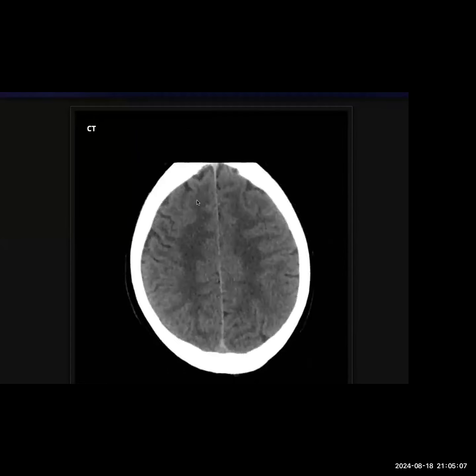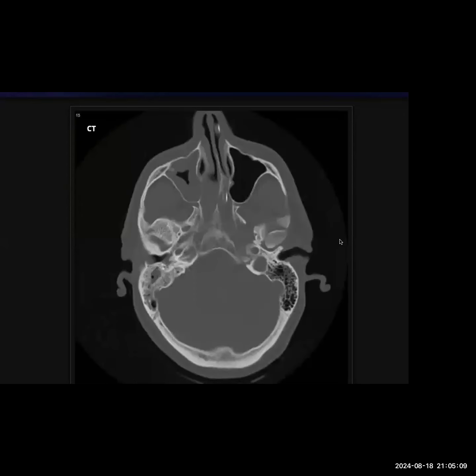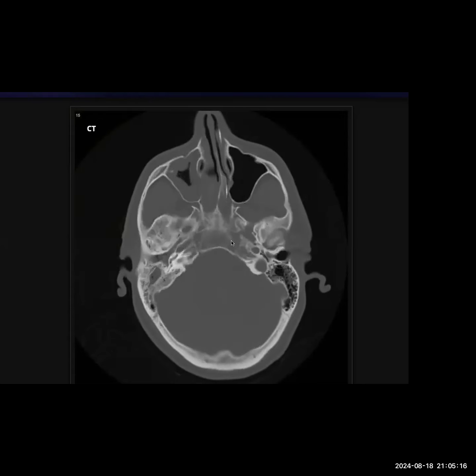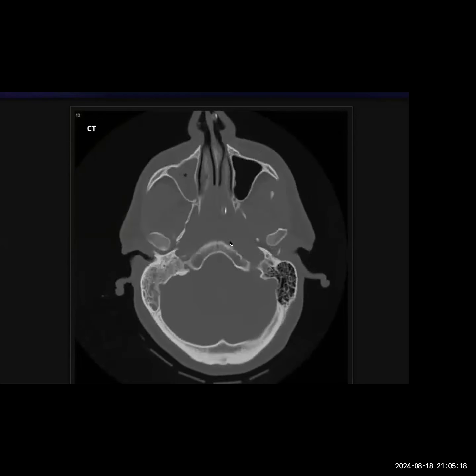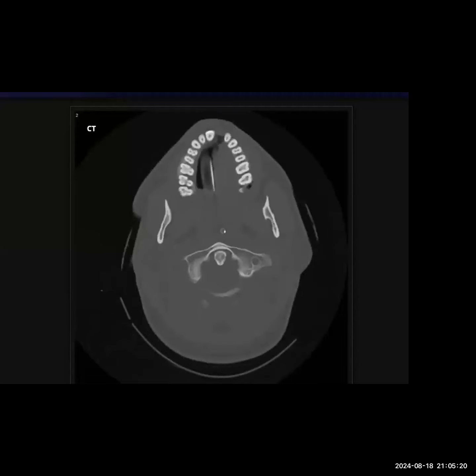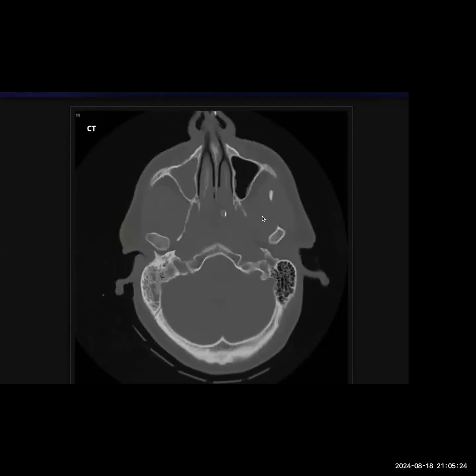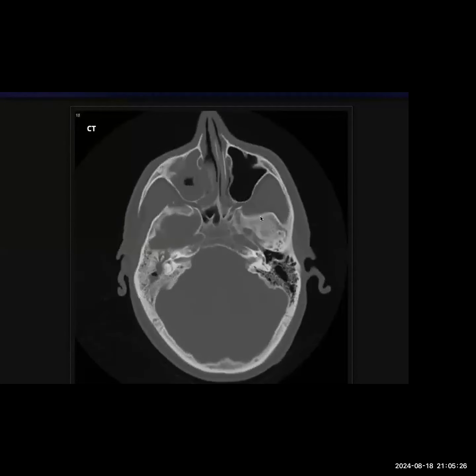At this point, I can give you the bone window. Have a look at the bone window as well. Okay, I'm trying to scroll through the bone window.